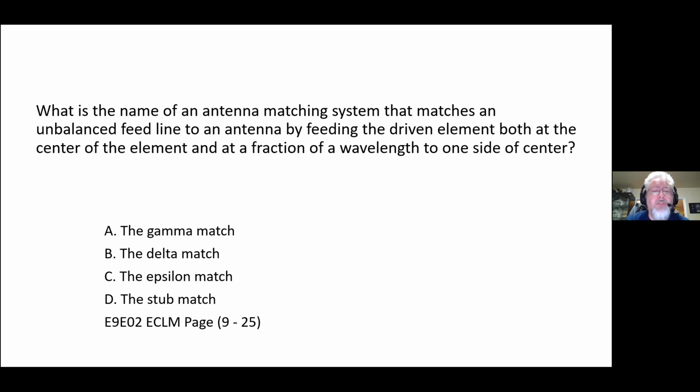What is the name of an antenna matching system that matches an unbalanced feed line to an antenna by feeding the driven element both at the center of the element and at a fraction of a wavelength to one side of the center? A, the gamma match. B, the delta match. C, the epsilon match. Or D, the stub match. Alpha. Alpha is correct, a gamma match.